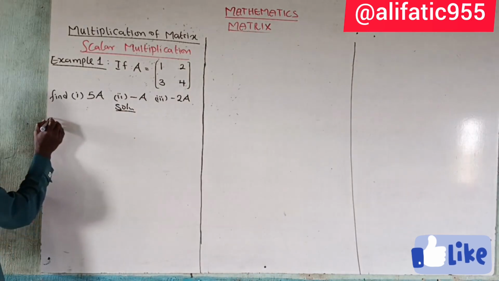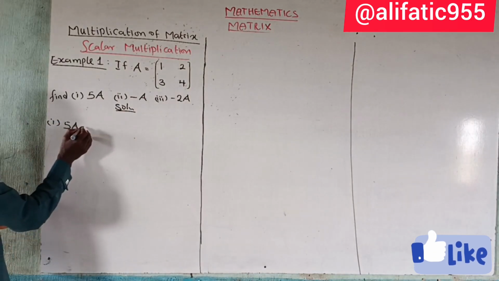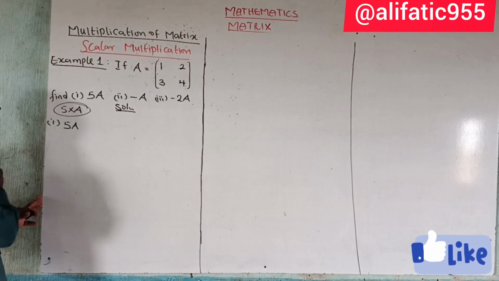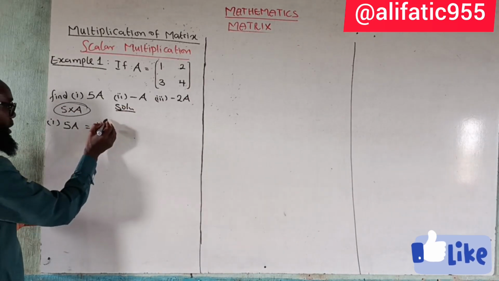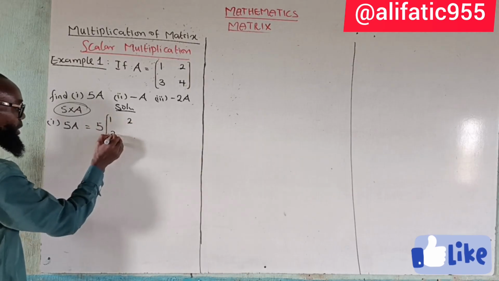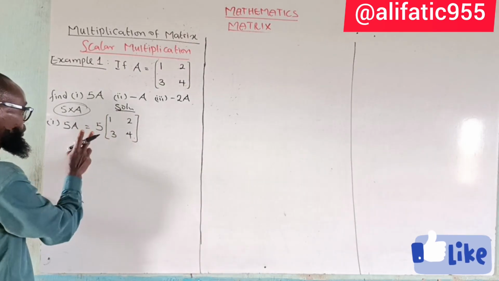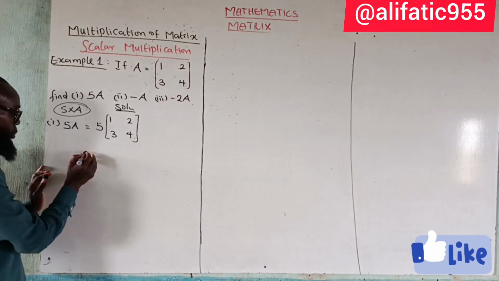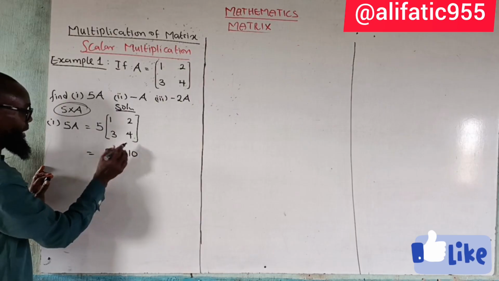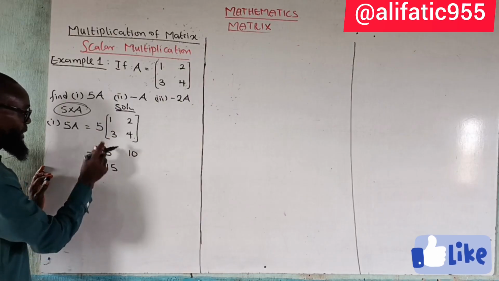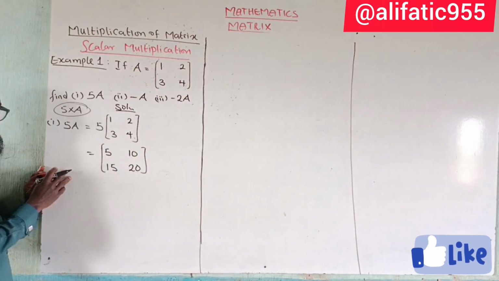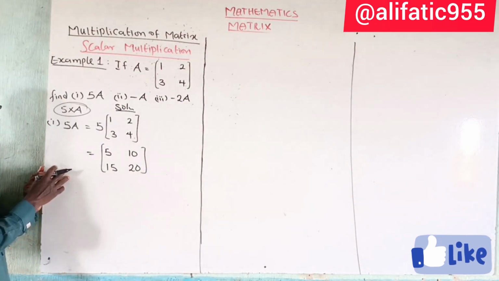We want to find 5A, meaning 5 times A. 5 times A is equal to 5 times the matrix A, 1, 2, 3, 4. It means we are going to use this 5 to multiply this matrix. So it will give 5 times 1, 5; 5 times 2, 10; 5 times 3, 15; 5 times 4, 20. This is the scalar multiplication of 5A.